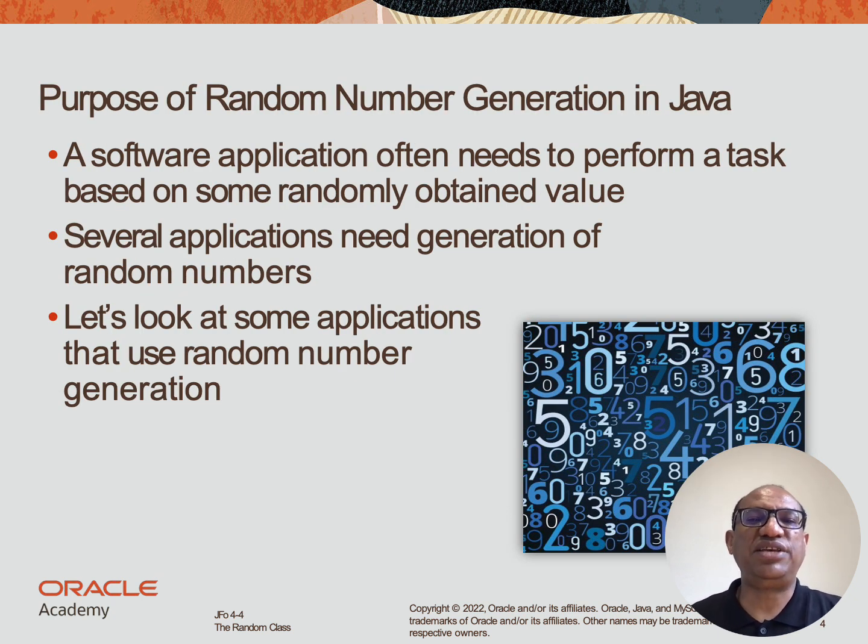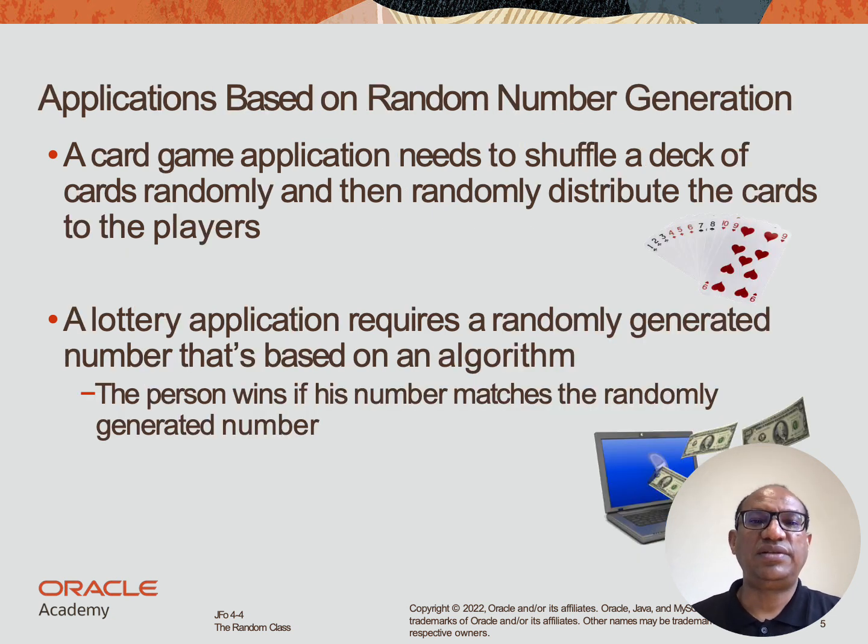So why does randomness even matter in code? A lot of applications rely on chance, whether it's shuffling a deck of cards, simulating a dice roll, or picking a winner in a raffle. Take a card game. It needs to shuffle and deal cards randomly. Or a lottery app, it has to pick a winning number nobody can predict. These are all examples of randomness in action.